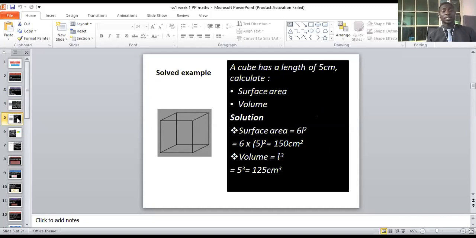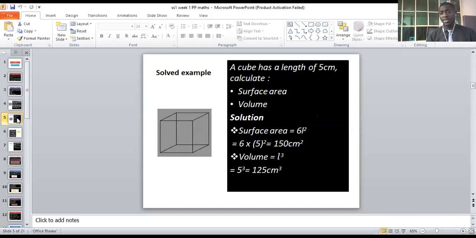The surface area is given as what? The area of a face, which is L squared, multiplied by the 6 faces. That is the area times the 6 faces, which is 6L squared. L is given as 5. So 5 times 5 is 25, and we multiply 25 by 6, which equals 150 centimeters squared.